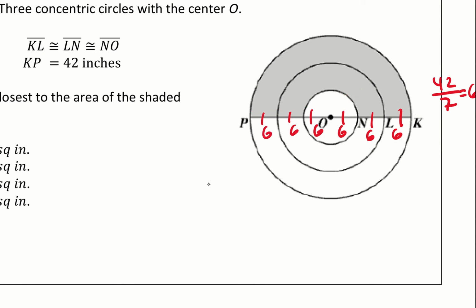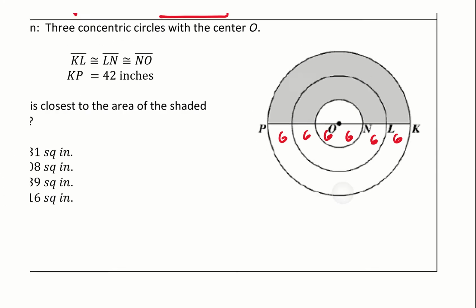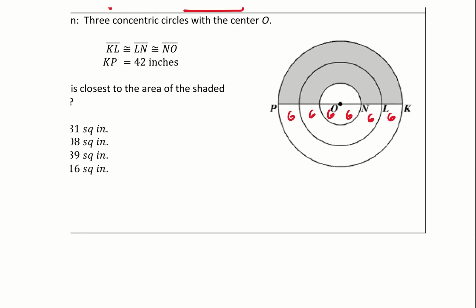Okay, so now I'm going to get rid of this 42 because we don't need that anymore. And we know all of that information. So those are all 6, those distances. Okay, so let's go ahead and find the area of the shaded region.